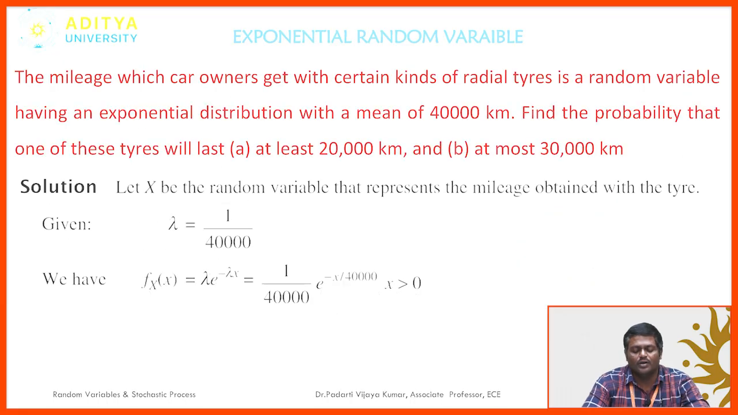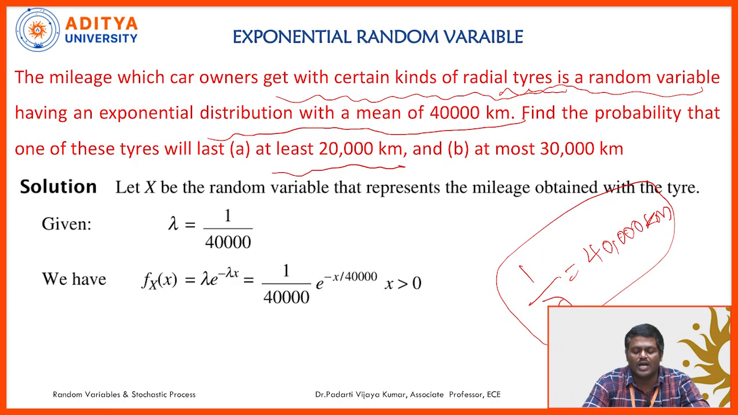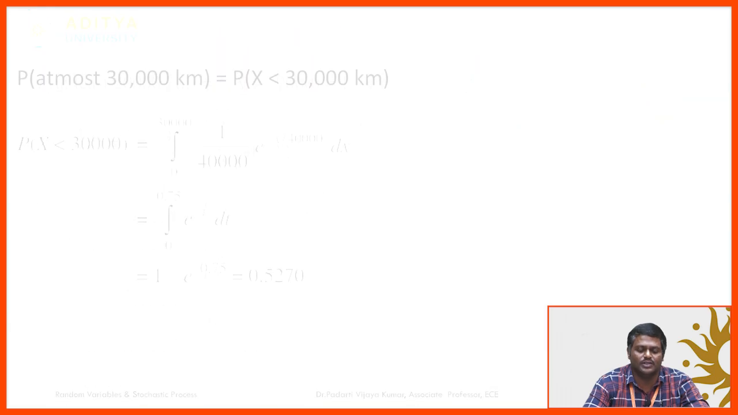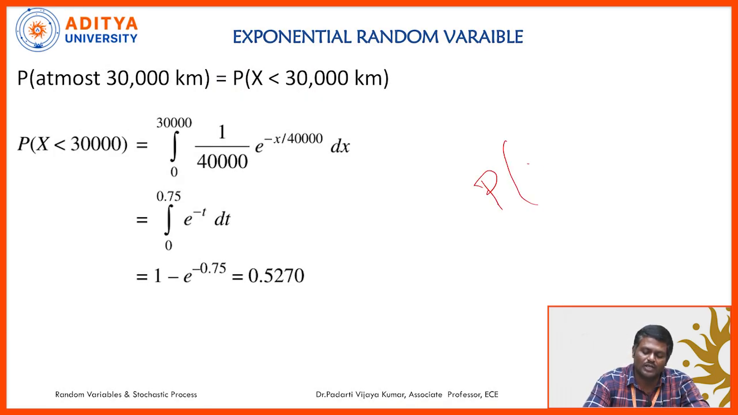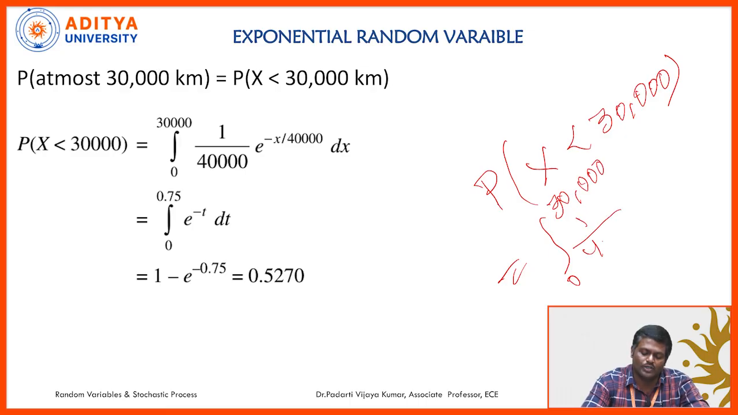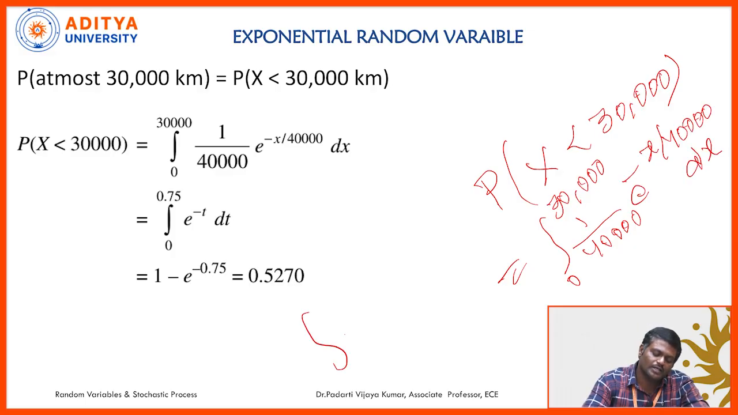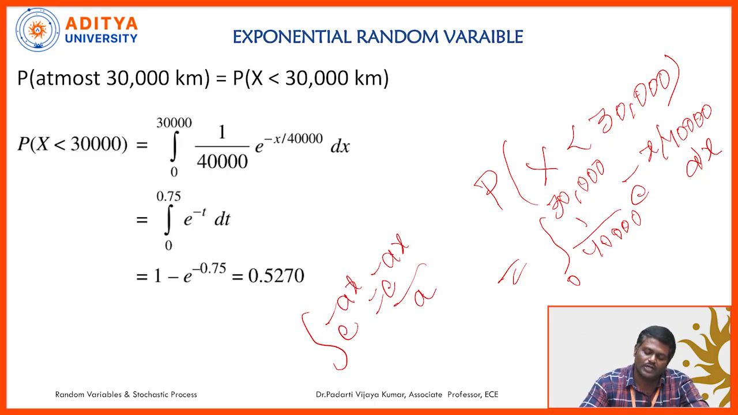Another problem: what is the probability that one of these tires will last at most 30,000 kilometers? At most 30,000 means maximum 30,000, so the limit is up to 30,000 only. The minimum value we can take here as 0, and the maximum limit is 30,000. So again, 1 by 40,000 e power minus x by 40,000 dx. Doing this calculation using the formula integration of e power minus ax by minus a, what we will get is 0.5270.